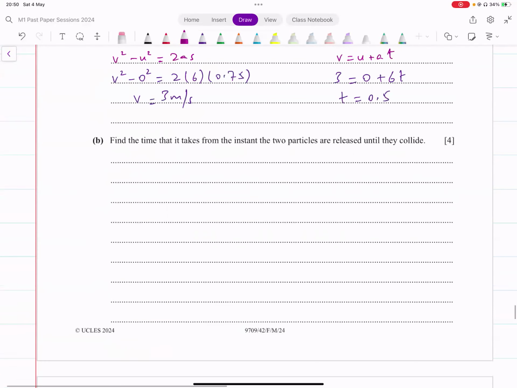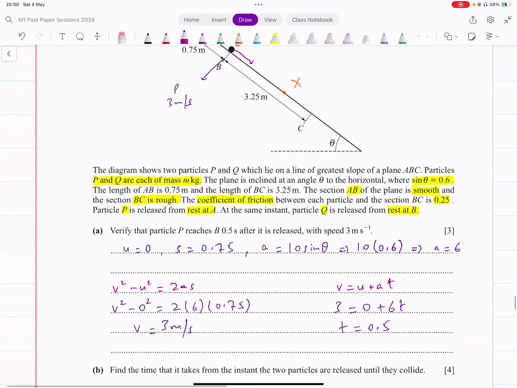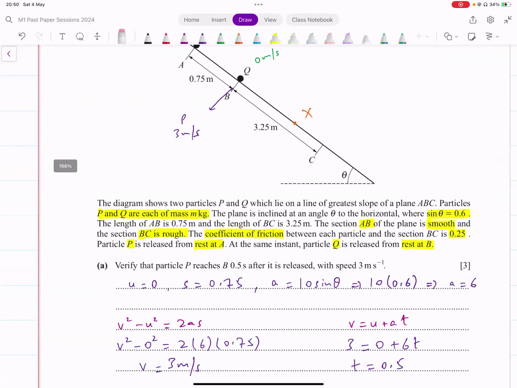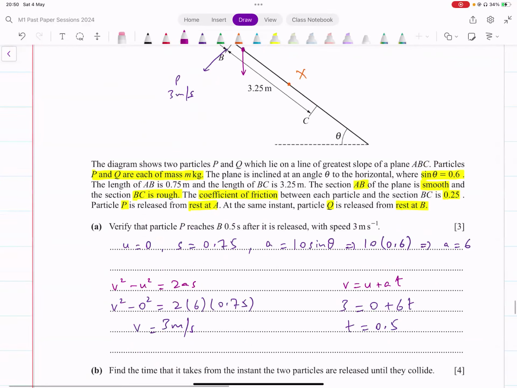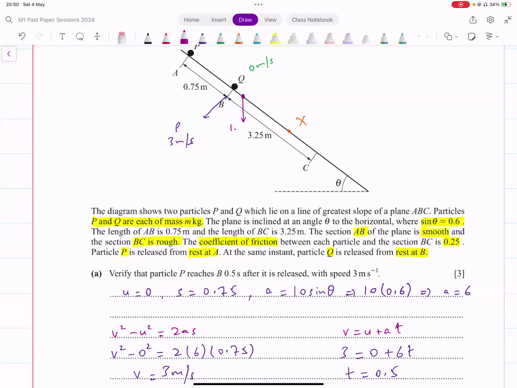C is something that we're going to be using later. So for this, we only know the initial velocity. We know some forces, so let's use forces to find acceleration. What do we know about the acceleration of Q? How can you find that? What are the forces acting on Q? What's the weight of Q? The weight of Q is going to be 10 times m, right? Weight is 10 times m.